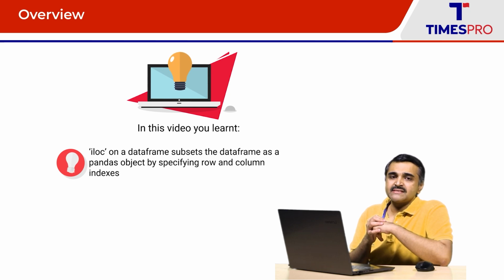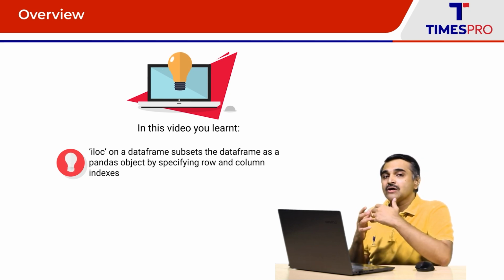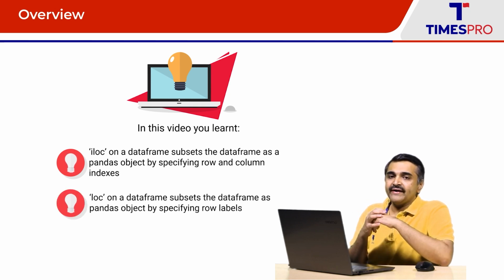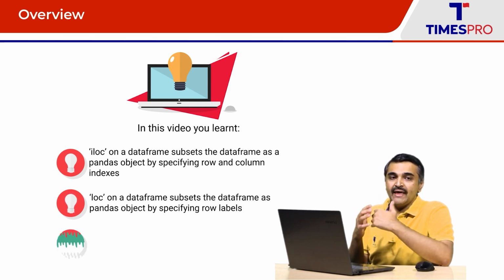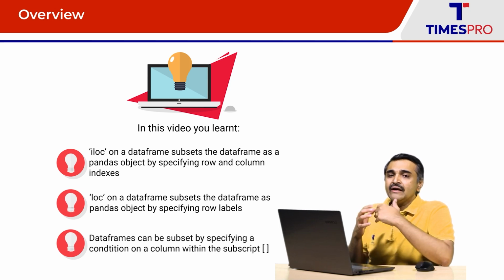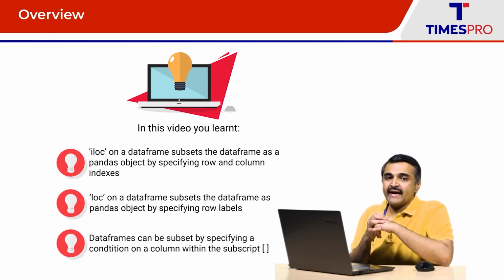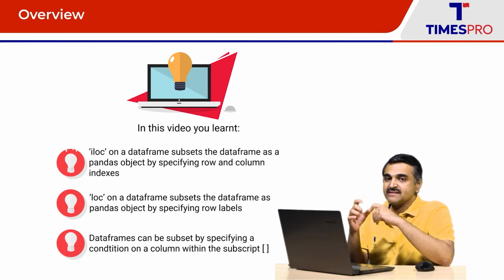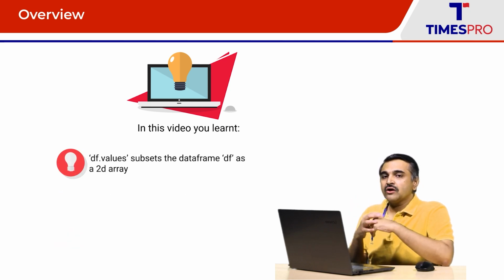iloc on a data frame subsets a data frame as a pandas object by specifying row and column indexes. loc on a data frame subsets the data frame as a pandas object by specifying row indexes or row labels. Data frames can be subset by specifying a condition on the column within the subscript, that is, the square brackets. df.values subsets the data frame as an array.